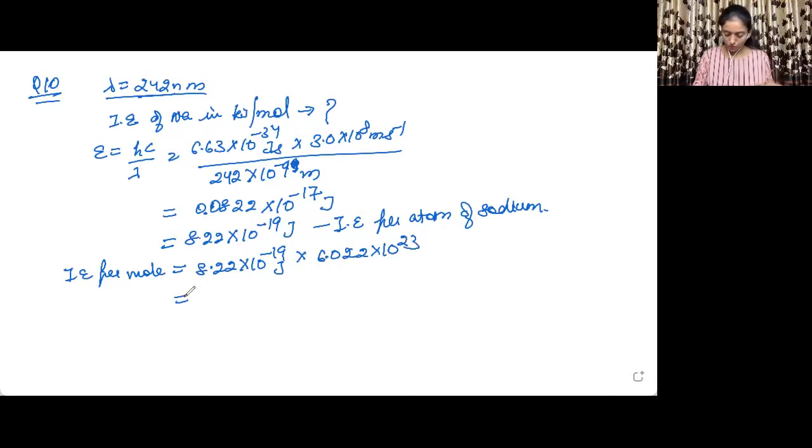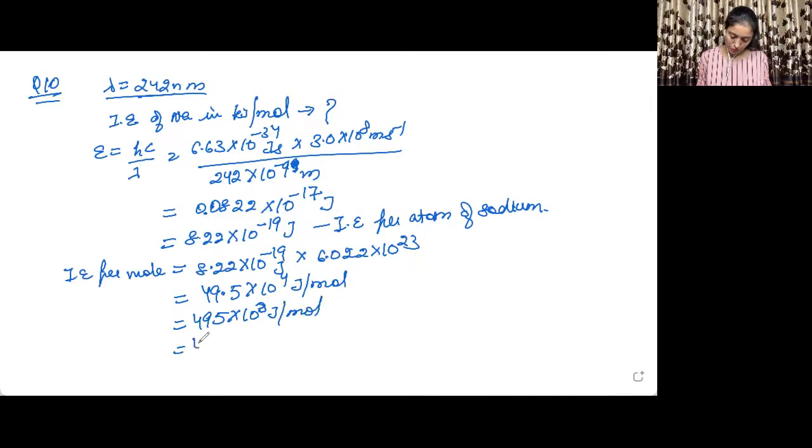So it is equal to 8.22 multiplied by 6.022, which is 49.5 into 10 raised to the power 4 joule per mole. Now we need to convert it into kilojoule per mole. So we can write it as 495 into 10 raised to the power 3 joule per mole, or we can say 495 kilojoule per mole. So hope these questions are clear to you now.